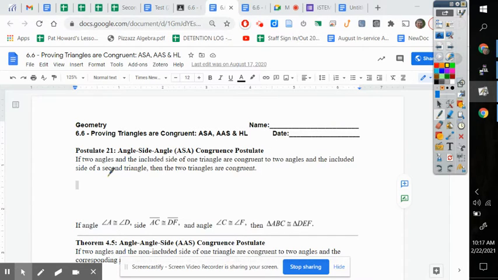If two angles and the included side of one triangle are congruent to two angles and the included side of a second triangle, then the two triangles are congruent. So we're going to draw two triangles here.